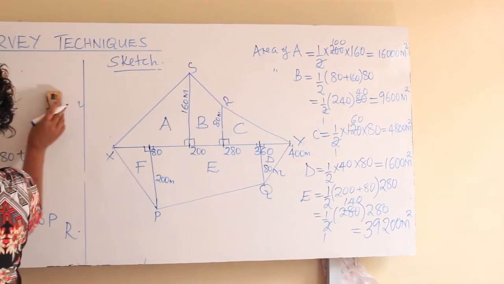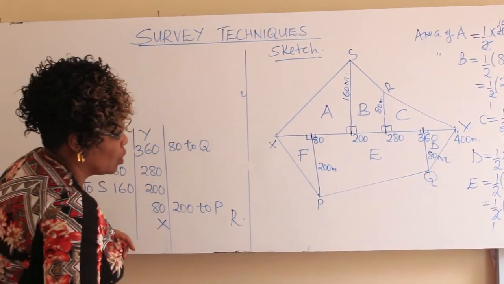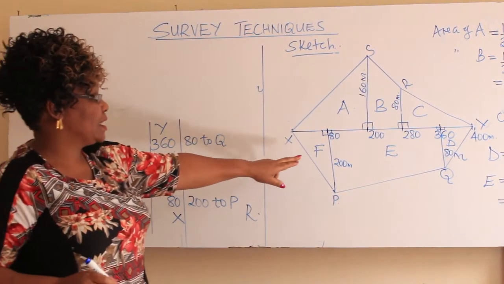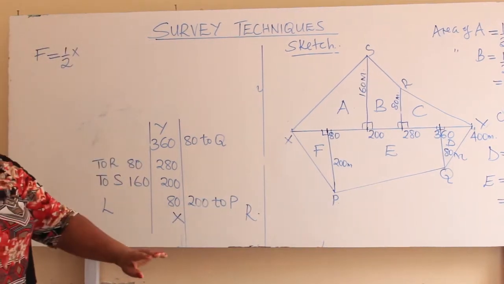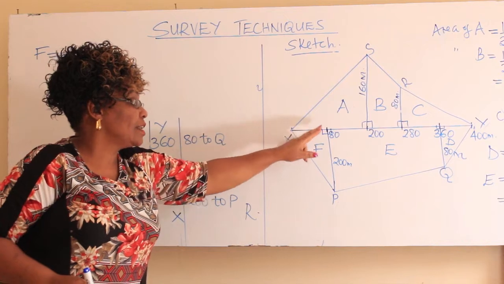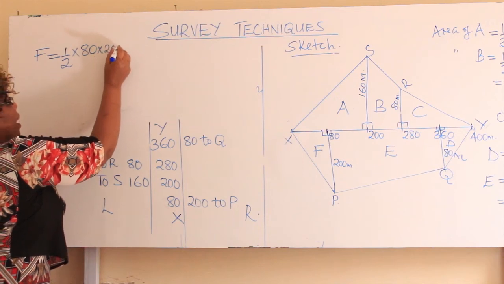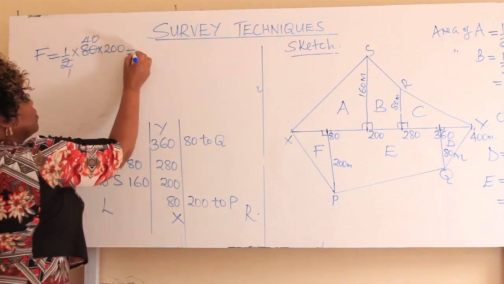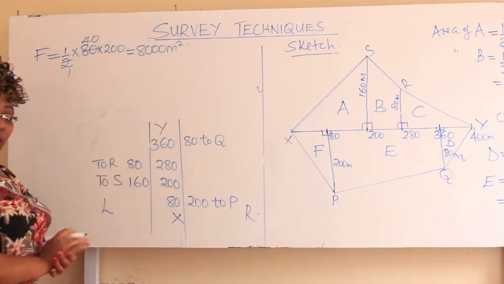Finally, Lana, we go to F. What is our F? Our F is a triangle. And so we use a half times the base. What is the base? Our base is 80 minus 0, so 80. And our height is 200. So 80 times 200, you do the cancelling. This is 40. And therefore, the area for this triangle will be 8,000 meters squared.